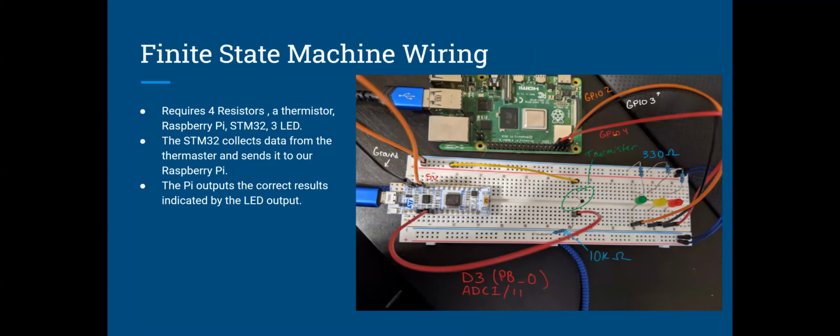Next, we have the finite state machine wiring. The finite state machine consists of 4 resistors, a thermistor, a Raspberry Pi, and an STM32, as well as 3 LEDs. The resistors are needed for the LEDs and thermistor. The STM powers and grounds our thermistor. It then sends the temperature collected by the thermistor to the Raspberry Pi. Our Pi then powers our LEDs and shows the current state indicated by those LEDs.